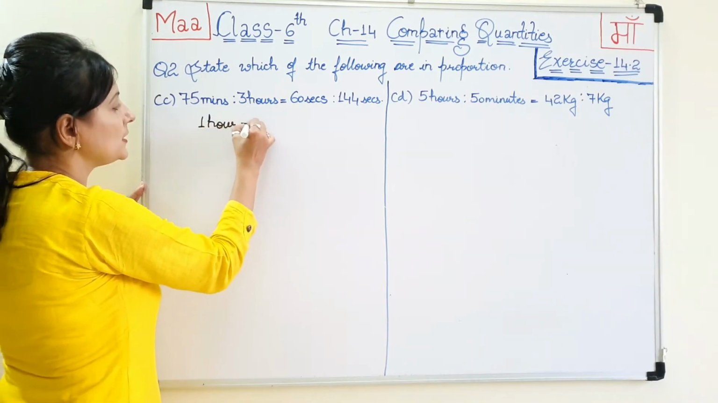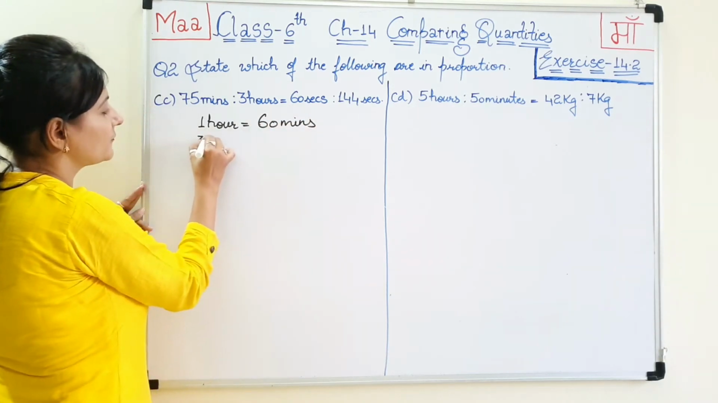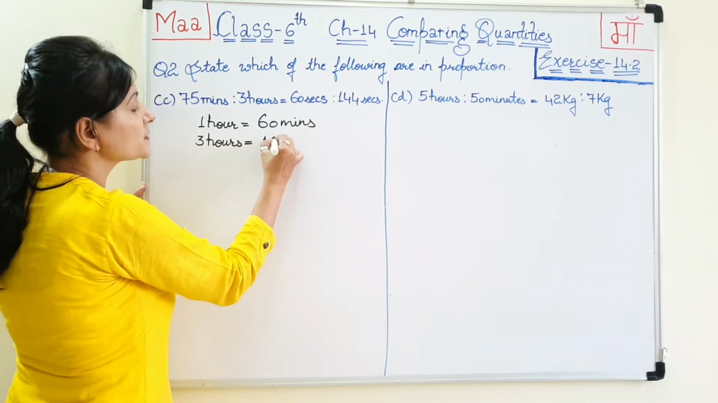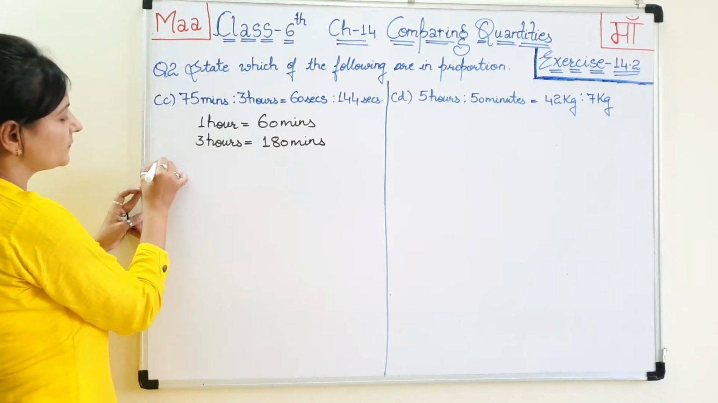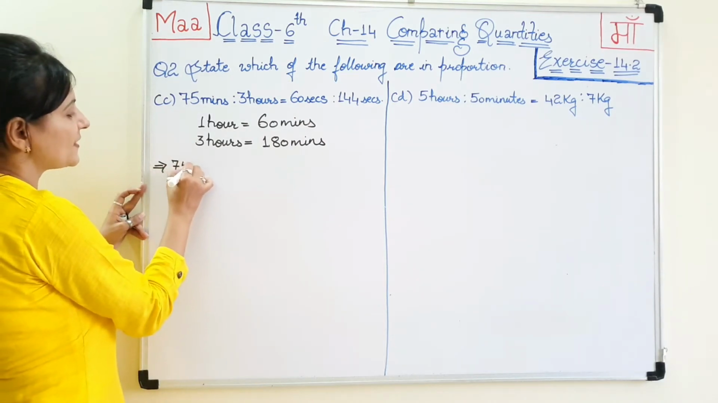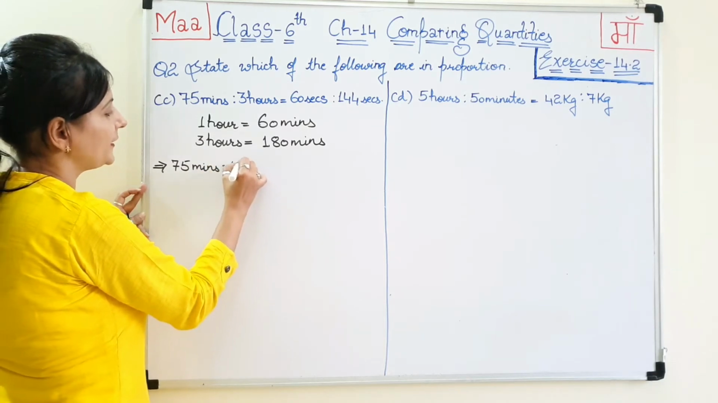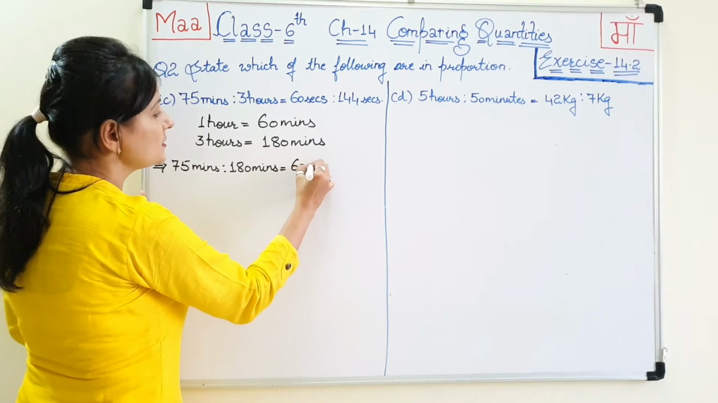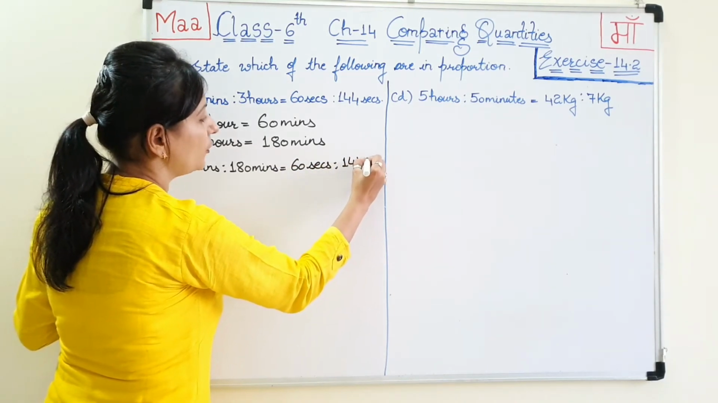So 1 hour is equal to 60 minutes, and 3 hours are given in the question. So 3 hours is equal to 3 into 60, that is equal to 180 minutes. So now our question will be changed. It will be 75 minutes ratio 180 minutes is equal to 60 seconds ratio 144 seconds.